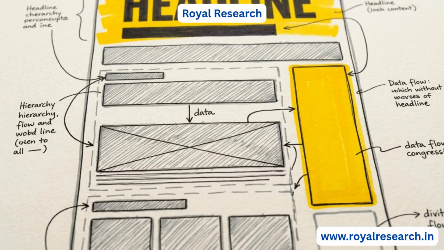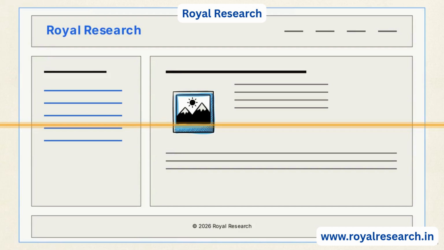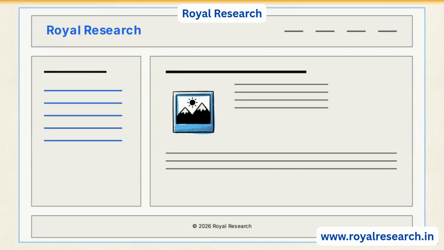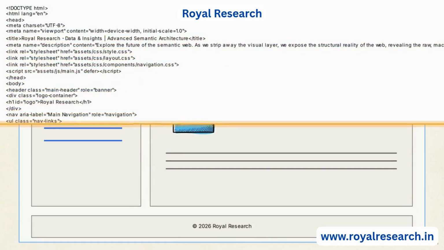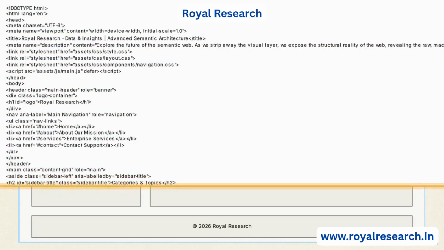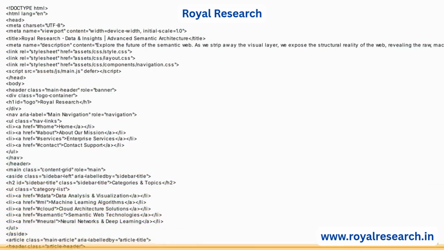We rely on aesthetic cues, heavy fonts for headlines, distinct boxes for sidebars, to parse information quickly and determine what matters most on the page. But if we strip away the CSS, the code language responsible for all visual formatting and layout, that cohesive aesthetic disappears. What remains is a dense, unformatted block of raw HTML code.